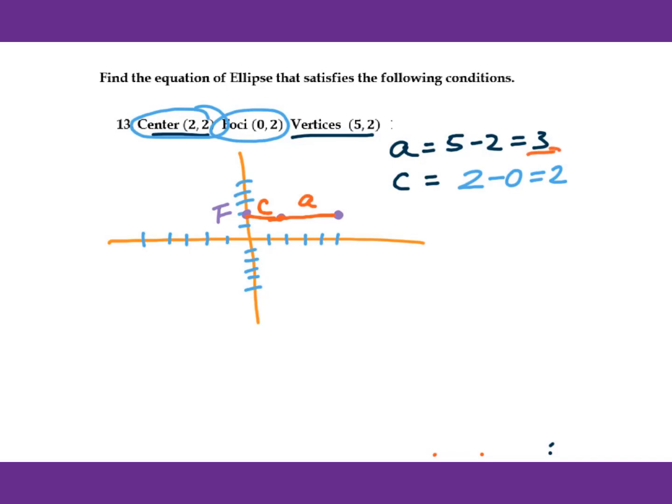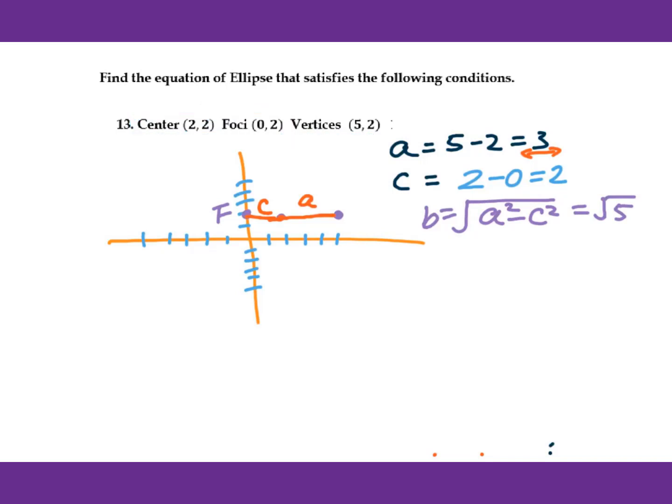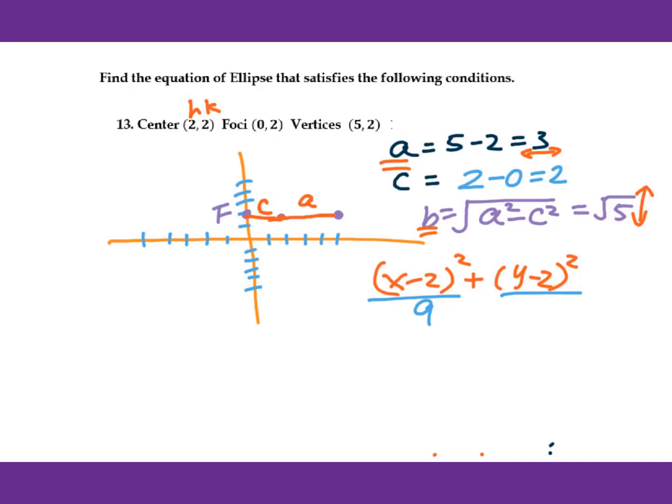For a, it's horizontally moving. Then b equals the square root of a squared minus c squared, which means the square root of 5. For b, you will move vertically. Since you already got a, got b, and also h, k, we can write down the equation. x minus 2 squared plus y minus 2 squared. For a, horizontally moving, that's why below x squared is 9. For b, below y squared, that will be 5, equal to 1.